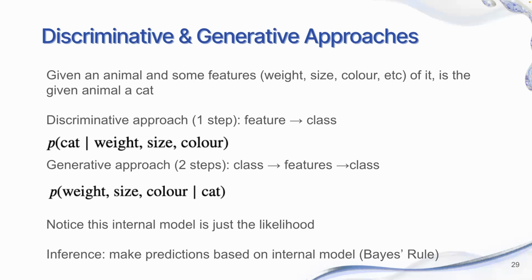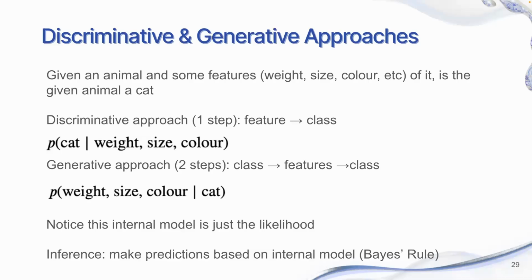So for the discriminative approach, it's just one step, right? Given you're training a model, given all these features, you just output 0 or 1, or a probability that it's a cat or not, right? So pretty intuitive. It's just a classification problem, and it's a direct mapping.